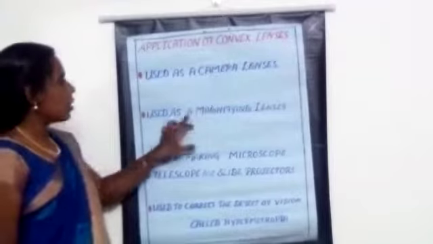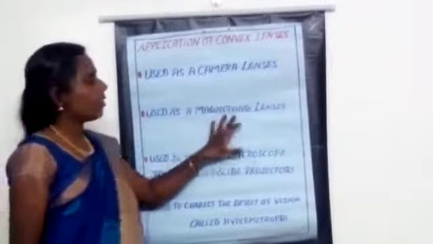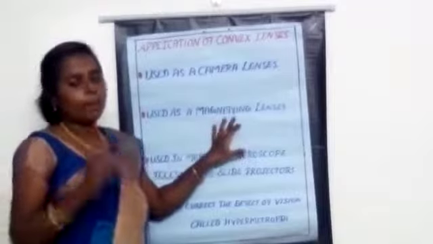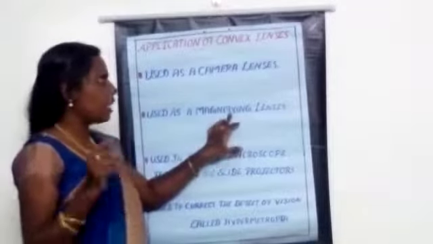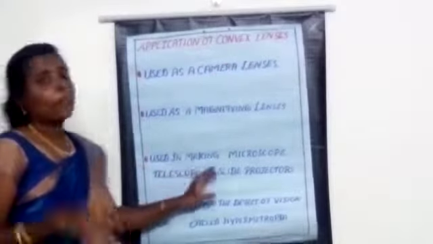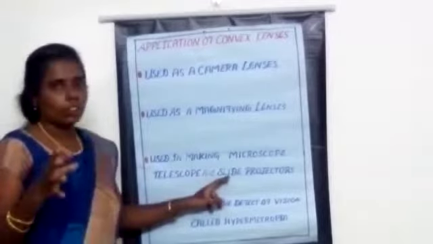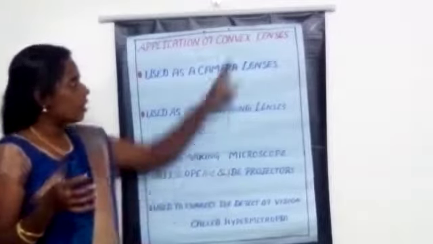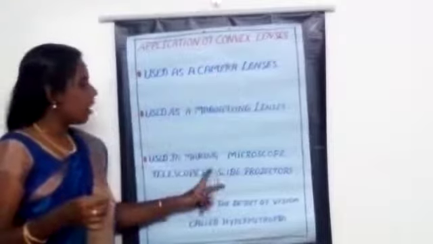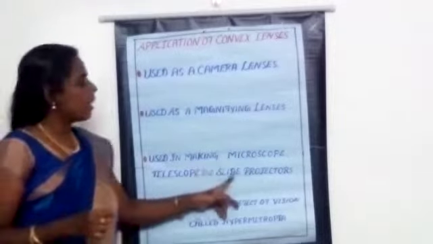The next one is that it is used as magnifying lenses. Watchmakers use magnifying lenses to see tiny particles. In the magnifying lens also, there is a convex lens. And the next one, it is used in making microscopes, telescopes, and also in slide projectors. In projectors also, there are convex lenses.